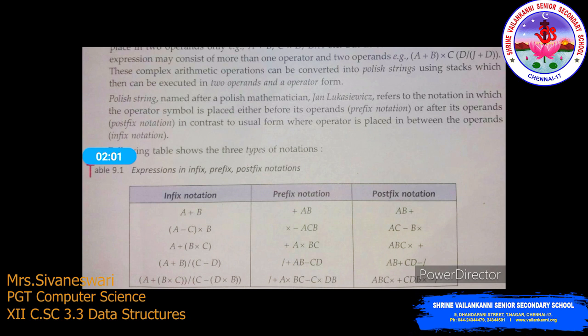All these are infix notation, where the operator is placed in between two operands. So next is prefix notation. Here a plus b in infix is represented as plus ab. The operator comes first and then the two operands. So this is how the prefix notation is written. For a plus b, it is plus ab.